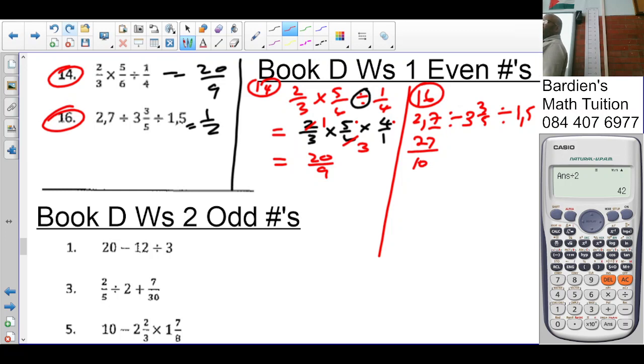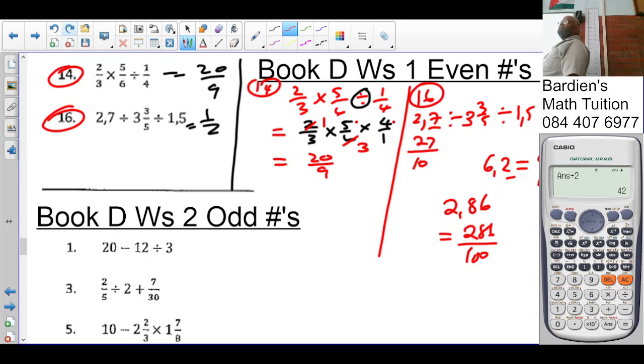The same thing. So if you got 2,86, that is 286 over 100. Can you see that? If it's 6,2, that is going to be 62 over 10. One digit after the comma. 6,923 is going to be 6923 over 1,000, because there are 3 digits after the comma.